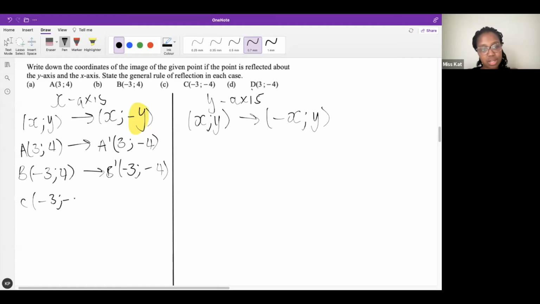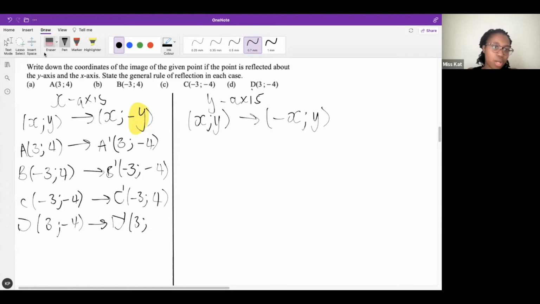Now for C, they're both negative in the beginning. So we have (-3, -4). Does my X coordinate change? No, so negative 3 doesn't change. But my Y coordinate is what? It's positive. Nice. And let's do the last one. So D originally was (3, -4). Once again, we said X doesn't change. So D prime will still be 3, but the Y coordinate will be positive 4. Thank you, Chi-Chi. Chi-Chi did that so beautifully.